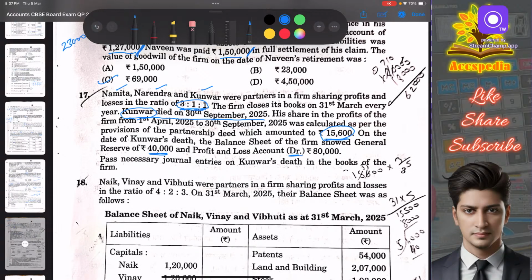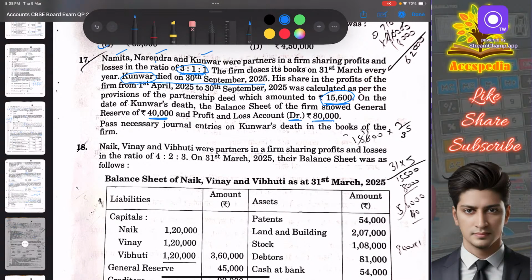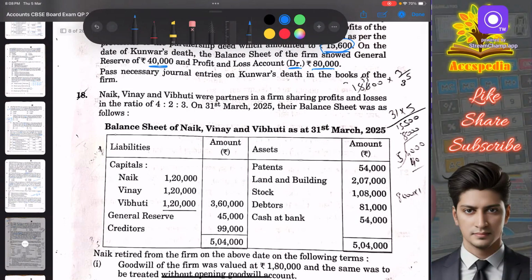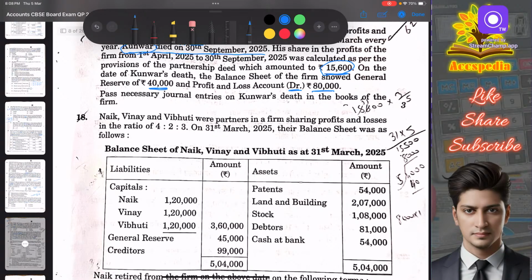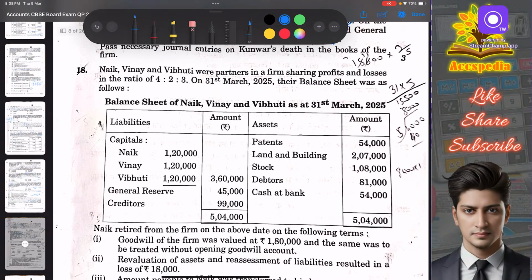And the profit and loss account has a debit balance, so this will be credited. The partners' capital accounts will be debited: Namita's capital account debit, Narendra's capital account debit, Kunwar's capital account debit to profit and loss account 80,000, just double of that value. So you just double the general reserve value. That is 48, 16, 16. So these are the 3 journal entries. If you don't get it, please rewind and listen once again, you will get it. If you still don't get it, please put it in my comment section.